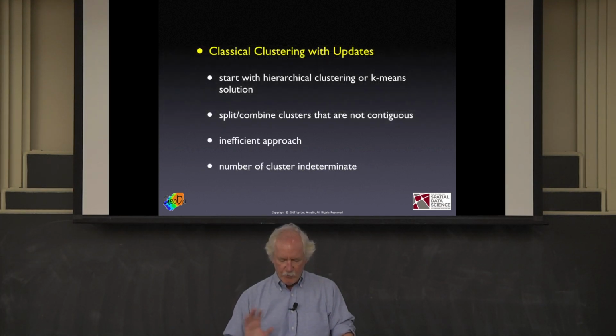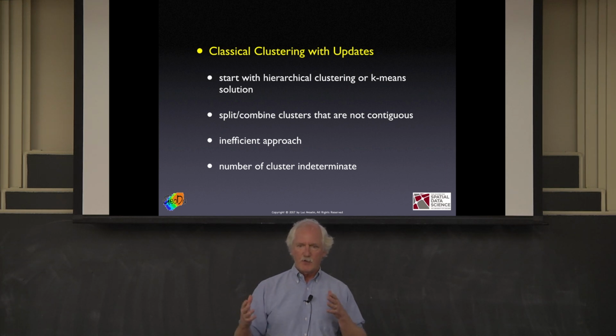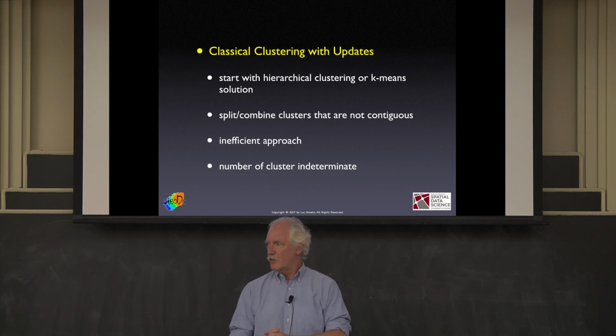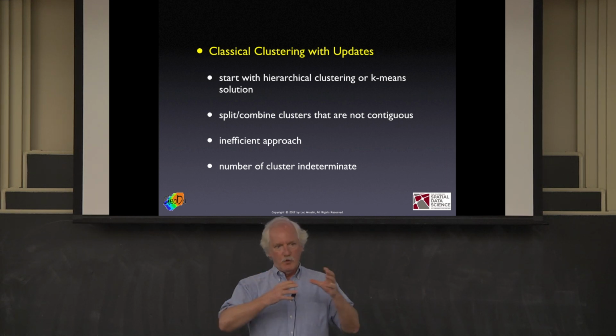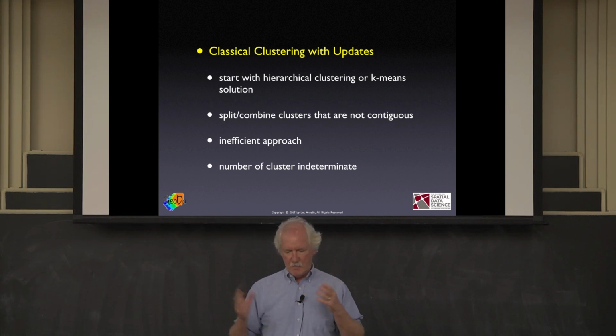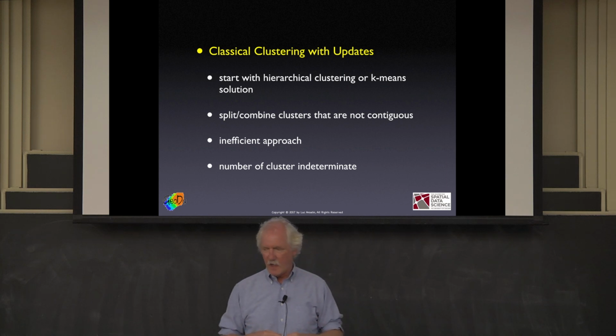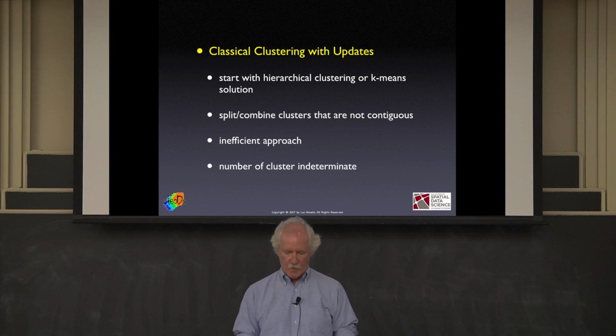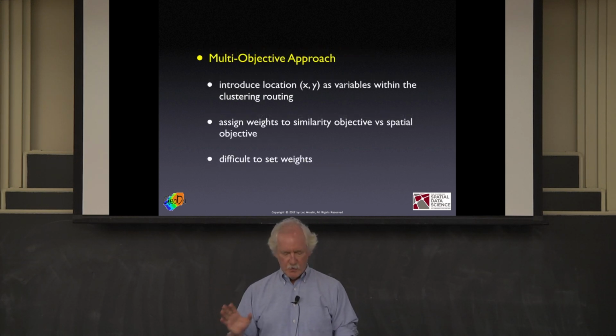So just briefly a review, and then I'll go into some of these in more detail. First, classic clustering with updates. We start with a classic solution, either hierarchical or k-means, and then we either combine units so that we end up with contiguous clusters, or we split them. And I'll show you in a few minutes what that looks like. Bottom line is it's very inefficient, and you really don't know what you're going to end up with in terms of solution. So that's a very old suggestion.